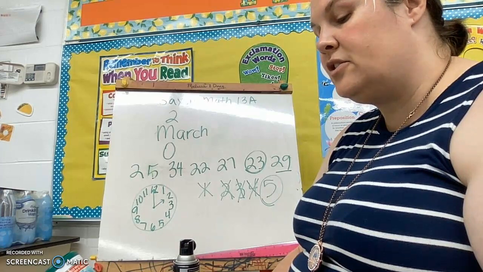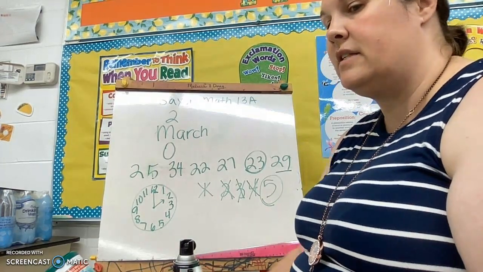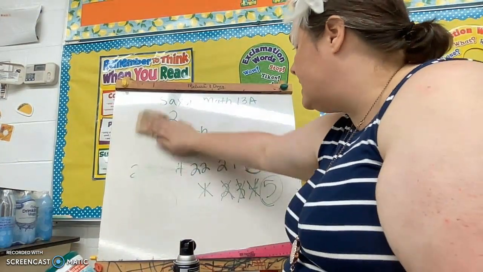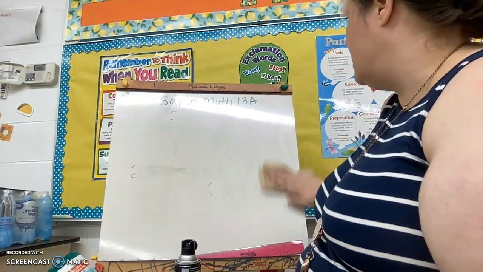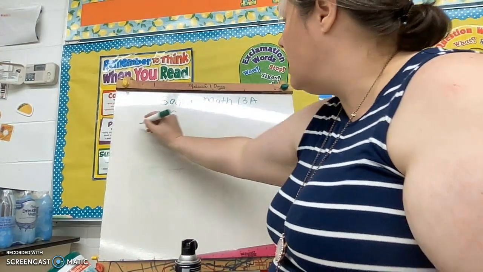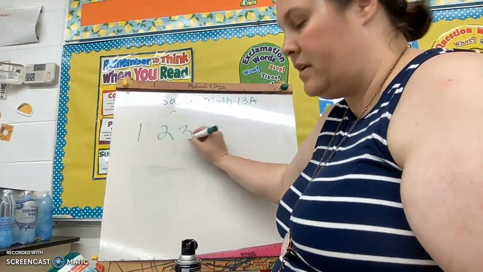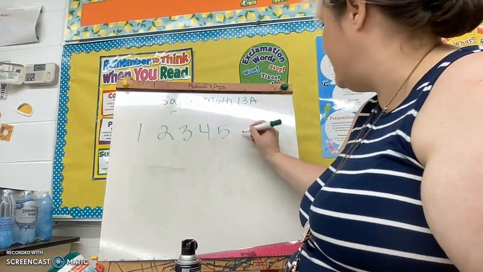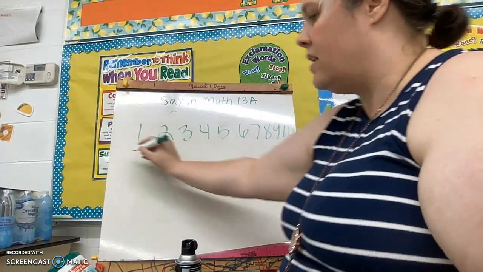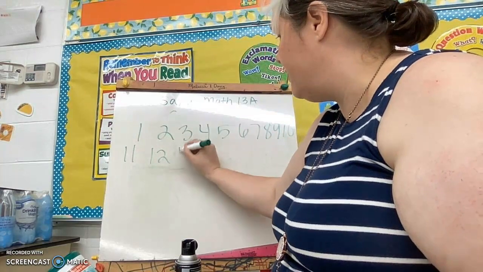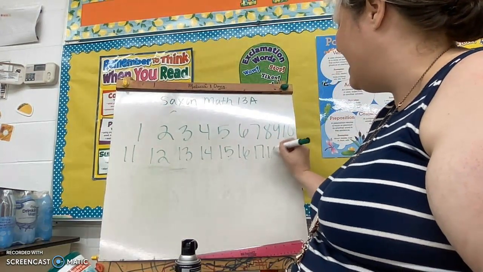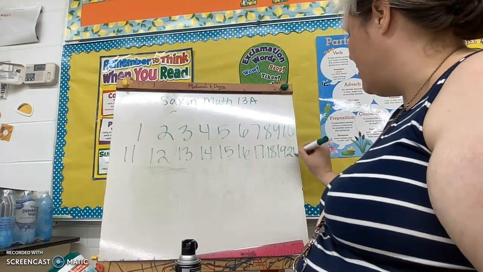Now they want me to choose all the even numbers. Now the thing about even numbers is they have to be able to be split into equal groups. Equal groups, okay? So we've got 1, 2, 3, 4, 5, all the way to 10 on top. And then on the bottom we've got 11, 12, 13, 14, 15, 16, 17, 18, 19, 20. Sorry, not a lot of room.